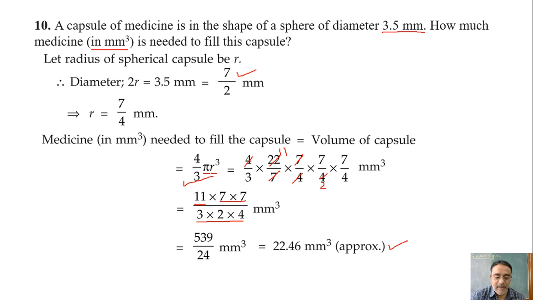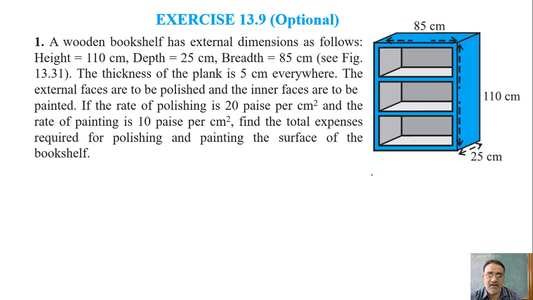Any doubt here? No, sir. Okay. So now we are moving towards the last exercise, that is the optional exercise. This is not from the examination point of view, it is important, but it is a good question. Only 3 questions are there. So let us complete these 3 questions also. Exercise 13.9, this is the optional exercise.